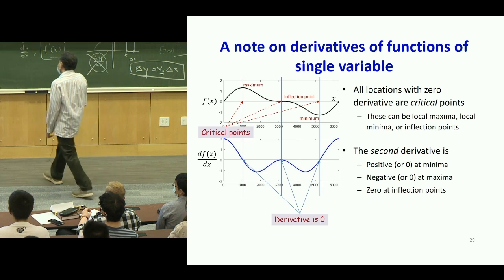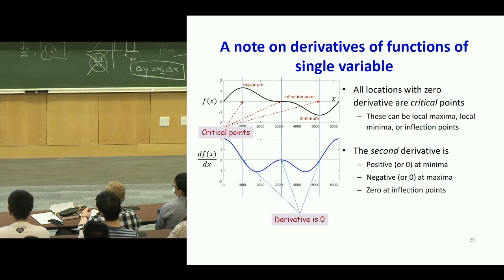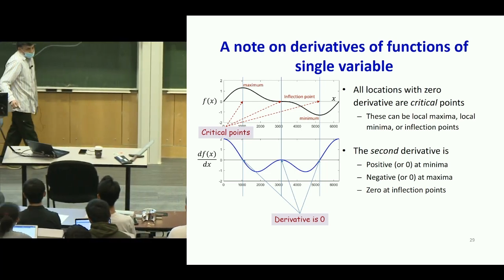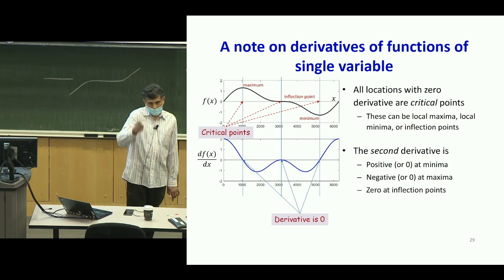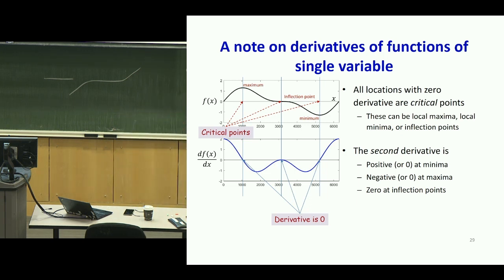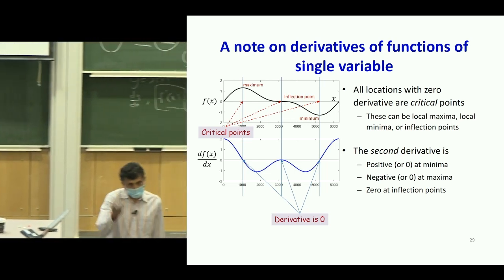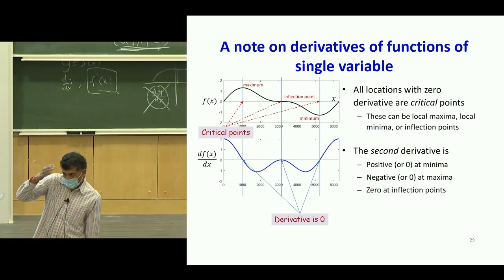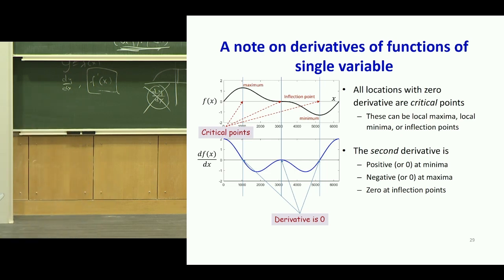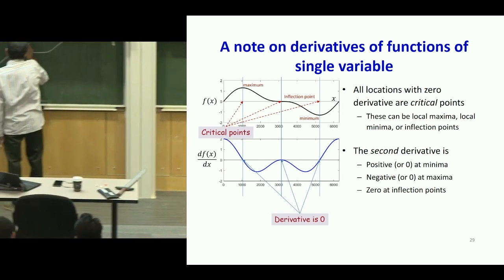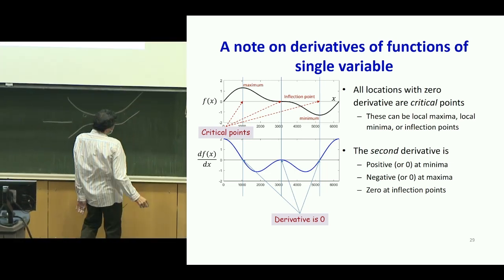Now, if my function were like this, what would the derivative look like? What would the shape of the derivative be? It's going to be like a bowl, right? The derivative is going to be positive initially, and then goes to 0 here. This is 0, and then goes back to being positive.